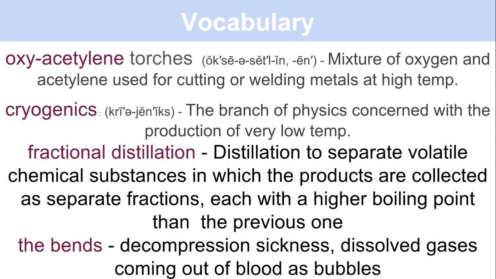And cryogenics is the branch of physics concerned with the production of very low temperatures, temperatures that are used to store living things. And fractional distillation is the method of separating gases, a distillation to separate volatile chemical substances in which the products are collected as separate fractions, each with a higher boiling point than the previous one.